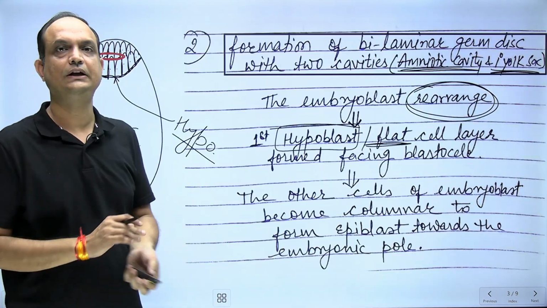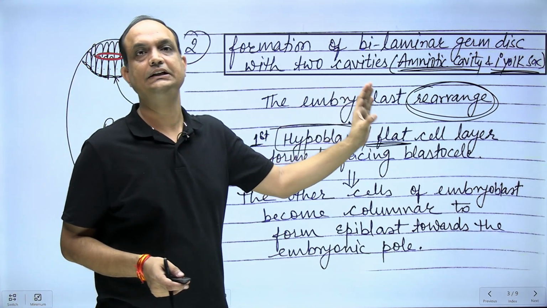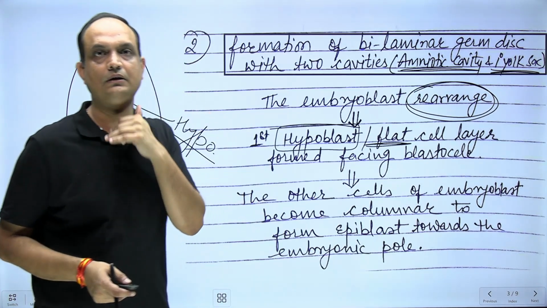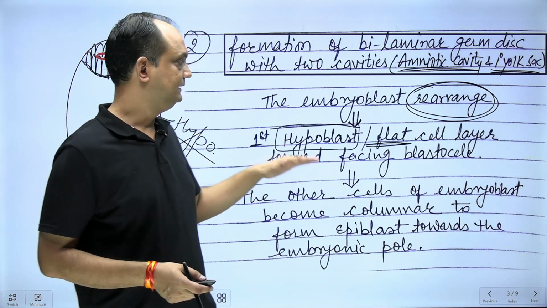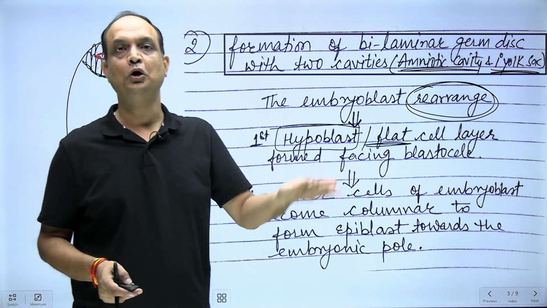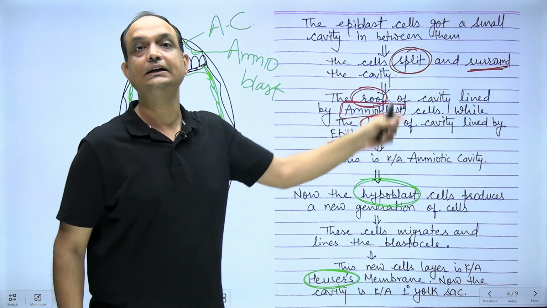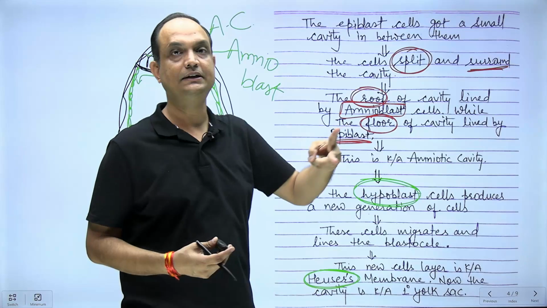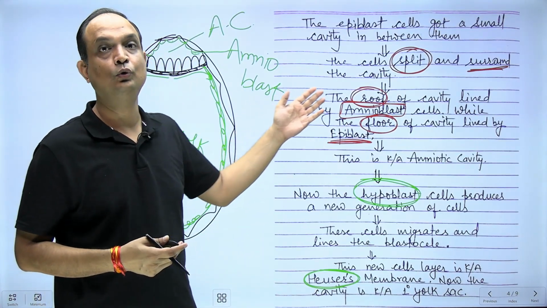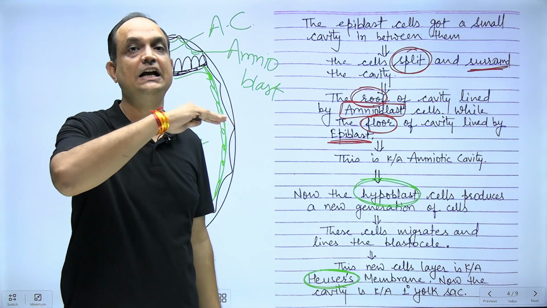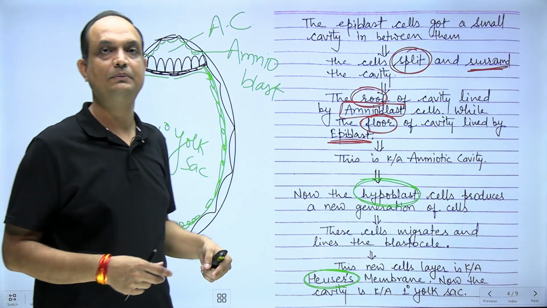Clear? So whenever you are writing about the bilaminar germ disc, you have to understand that first there is a rearrangement in the inner cell mass or the embryoblast cells. First there is a formation of hypoblast, which is a flat cell layer. Then the remaining cells will become columnar in shape, which are known as epiblast cells. Then there is an appearance of a cavity inside the epiblast cells. These cells will split, and the splitting will completely line the cavity. The roof is now formed by the epiblast cells, which have changed into the amnioblasts. The floor is still lined by the long columnar epiblast cells.